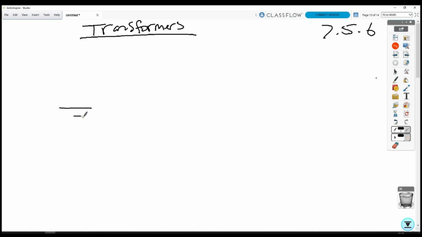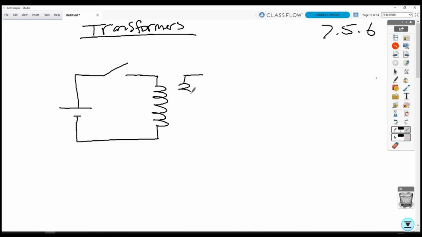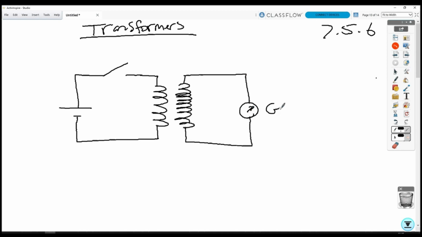So we'll start by drawing a direct current circuit with a cell and a transformer coil, which is the coil of wire, and a switch which allows us to turn the circuit on and off. And then next to that, we'll draw a second coil on a second circuit, and we'll have a galvanometer on there to measure the EMF that is produced.